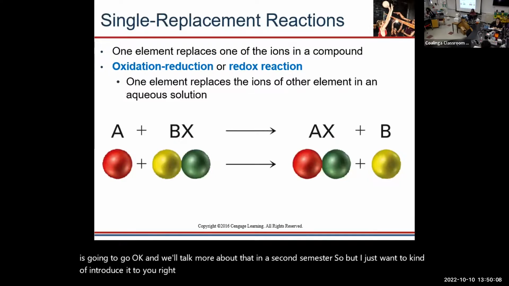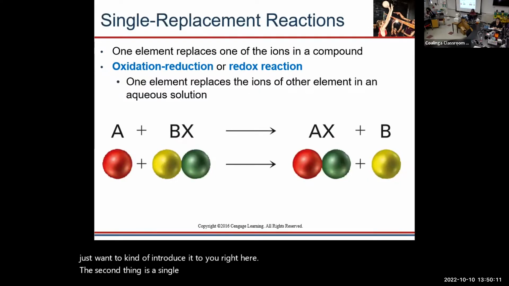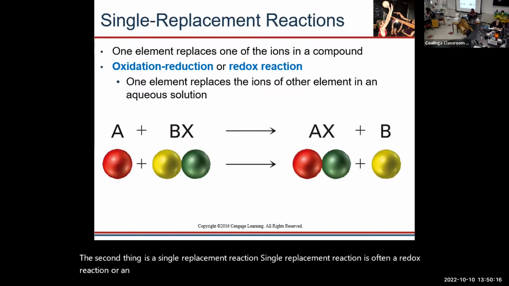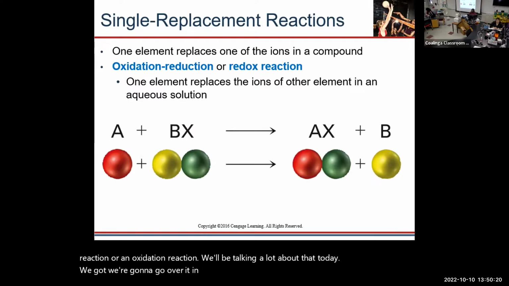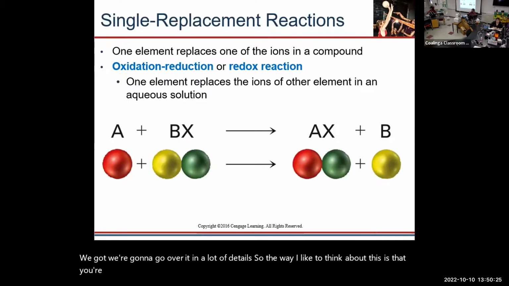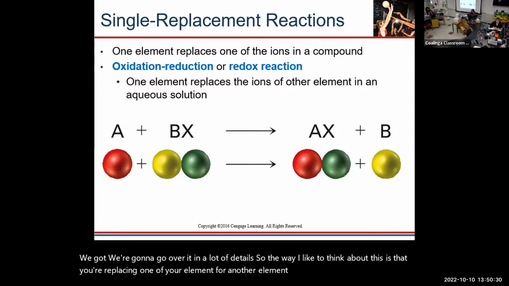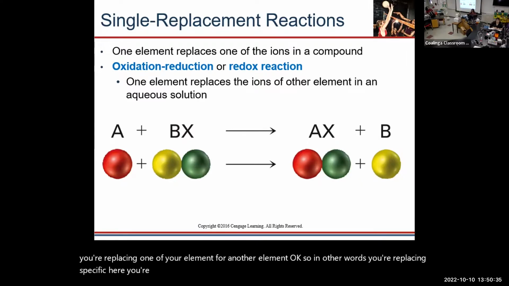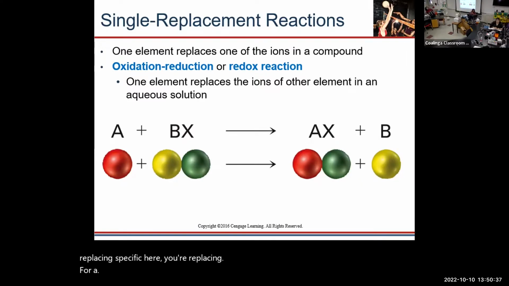The second thing is a single replacement reaction. Single replacement reaction is often a redox reaction or an oxidation reaction. We'll be talking a lot about that. So the way I like to think about this is that you're replacing one element for another element. In other words, to be specific here, you're replacing B for A. So I also say if I'm getting rid of my old girlfriend or getting a new girlfriend, it's another way of replacing.